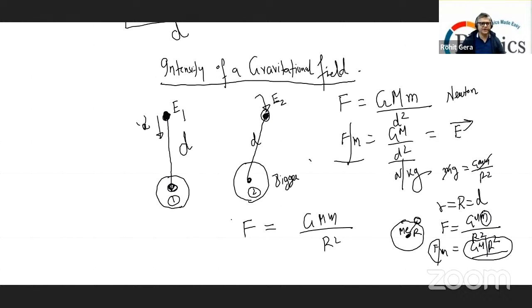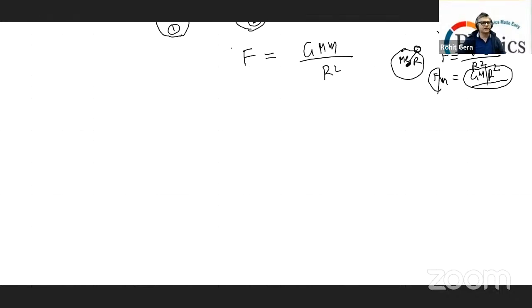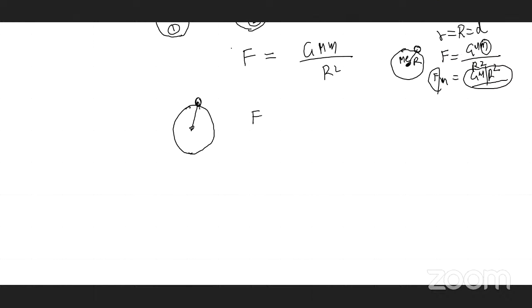Let me just redo this. I think you're not able to understand this point. So the universal Newton's law of gravitation. Okay, so this is a mass lying on it. What is the force between these two, as per Newton? GMm by R square.